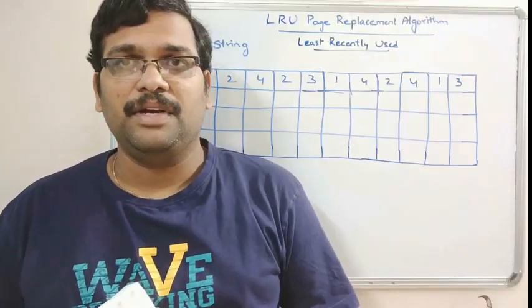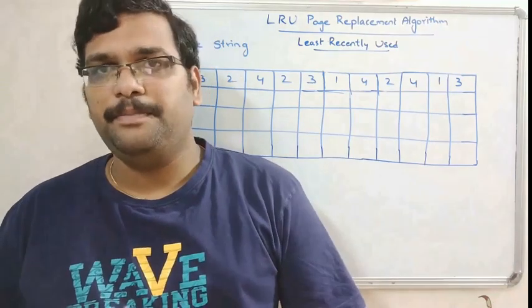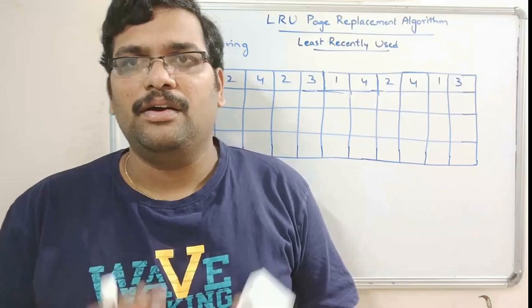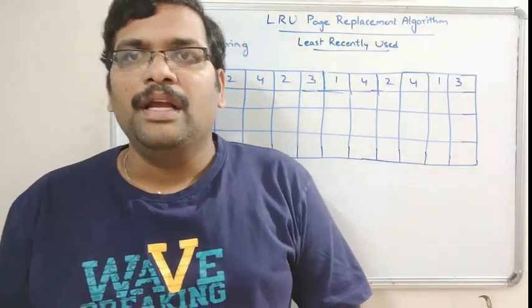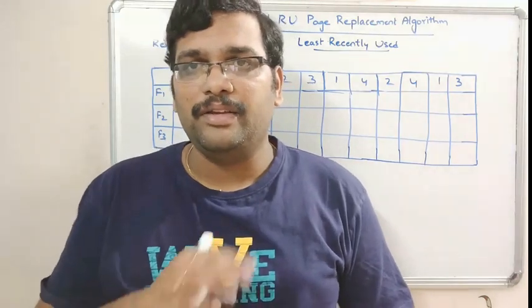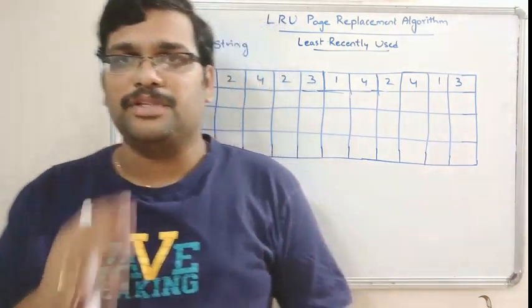In the previous session, we covered the FIFO page replacement algorithm and then Belady's anomaly in FIFO. In this session, we'll go with another page replacement algorithm called LRU. So LRU stands for least recently used.